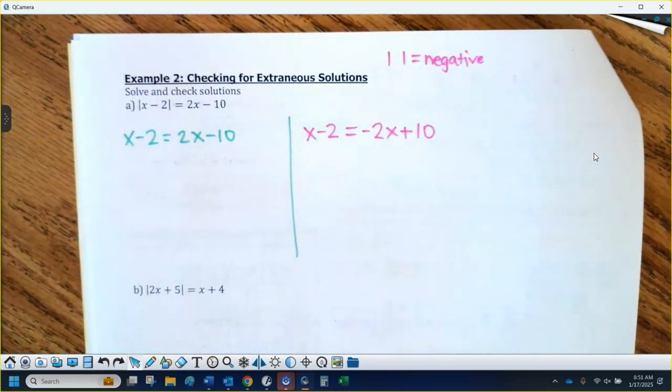It's just the opposite. You don't do that with what's in the absolute value, just only with what's on the other side. Just make it the opposite. Just change the sign in front of any term. And then I'm going to just solve these two equations real quick.